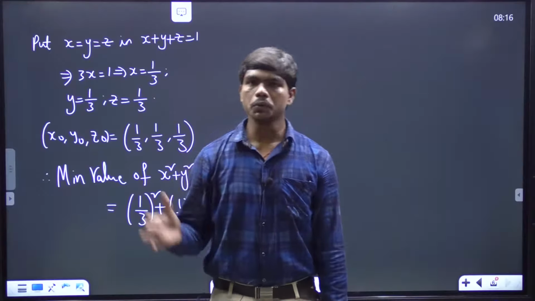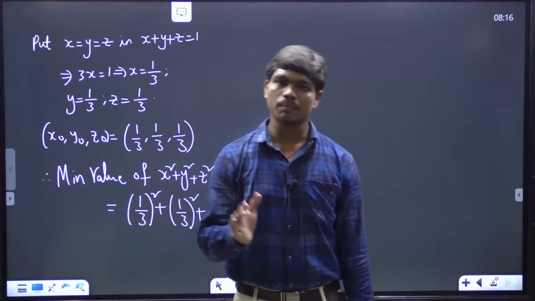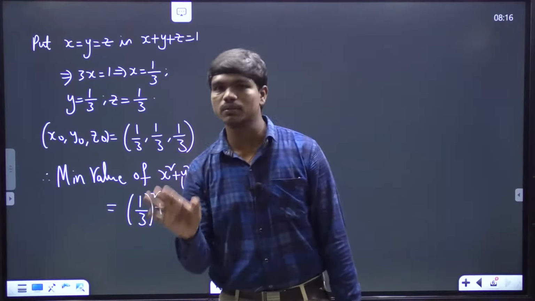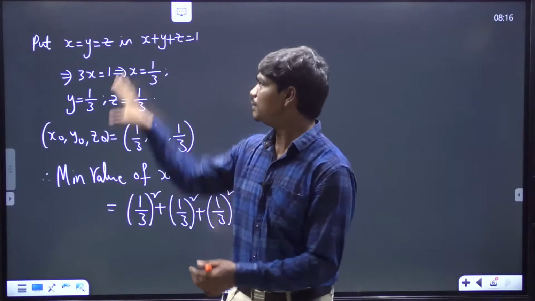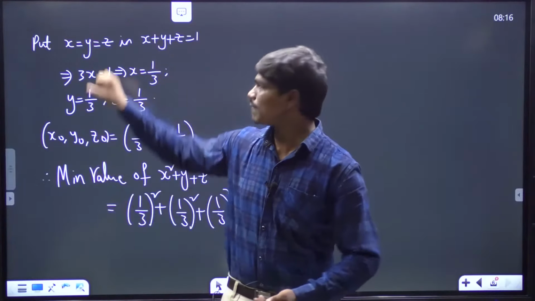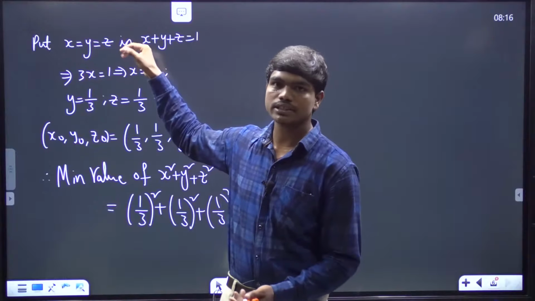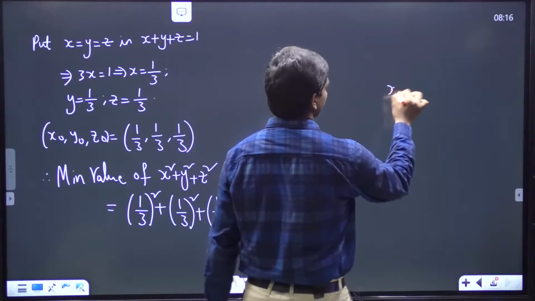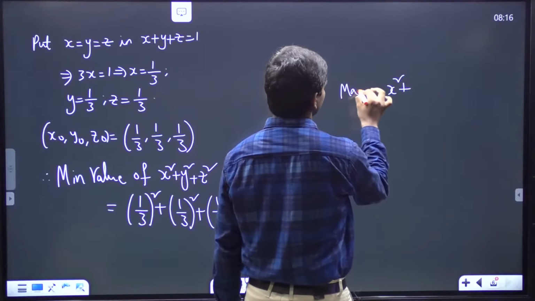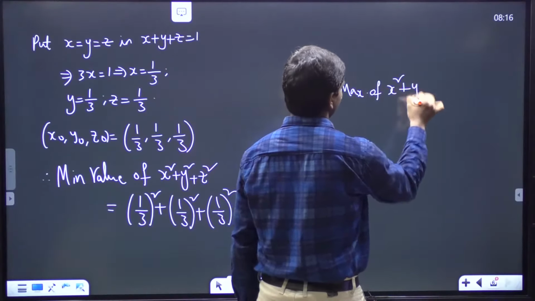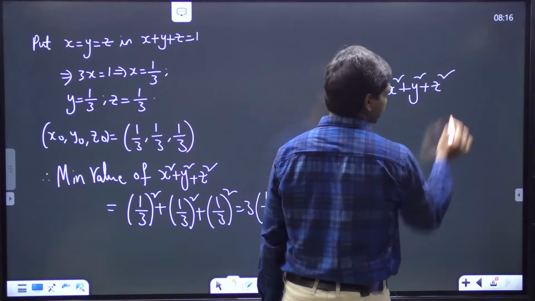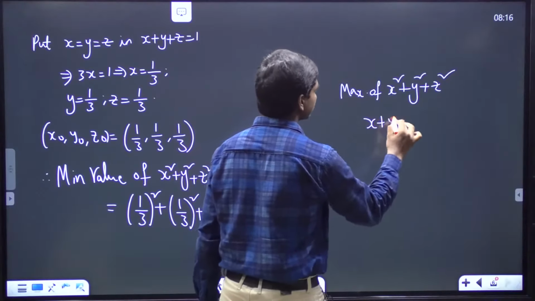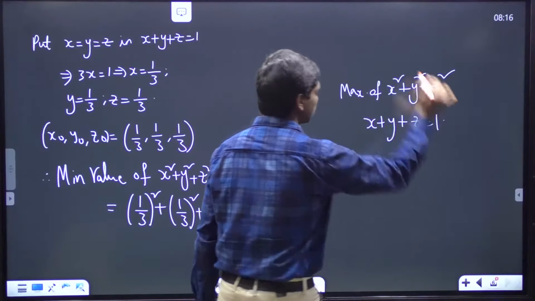Okay, and I told you this particular Lagrange's method can be applied only if the function has either a maximum or a minimum. For example, the minimum is a finite value, but if you talk about the maximum for this function, when this equation is satisfied, the answer is again infinity. Because see here, I want to find the maximum of x square plus y square plus z square, correct? And what's the equation I have? x plus y plus z is equal to 1.